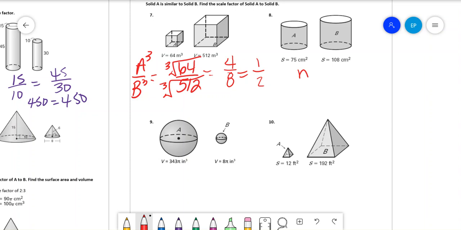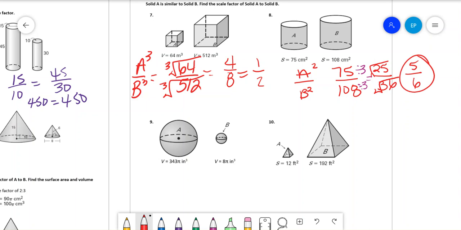Surface area, it's A squared and B squared, so I'm going to take the square roots of both of them. So 75 over 108. Whoops. What you can do before you do anything is you can simplify them, which is pretty sweet. So I'm going to see 25 doesn't go in 108, so if I divide them both by 3, 108 divided by 3 is 36. So I get 25 over 36. I divided both by 3 to get it down here. Oops, I forgot to write 36. And now I can take square roots. So I get 5 over 6.